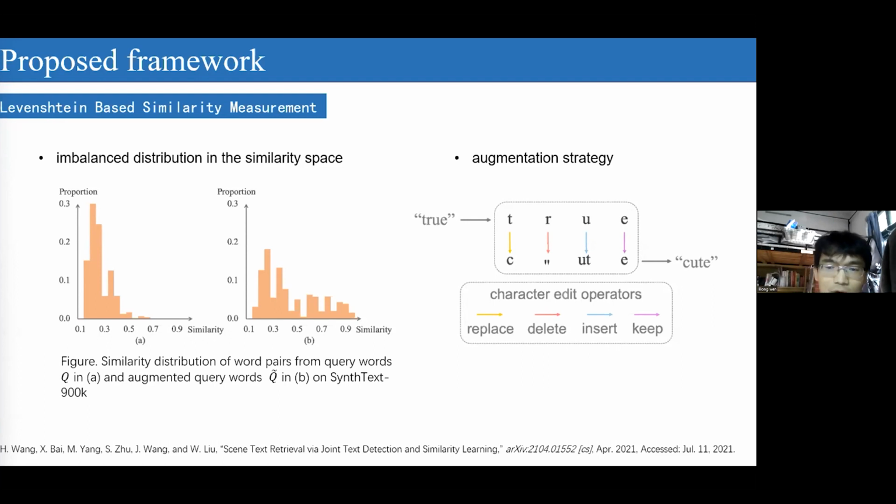There are 4 types of character edit operations. For example, inserting a random character behind the current character, deleting the current character, or replacing the current character with a random one, and the last one keeps the current character unchanged.